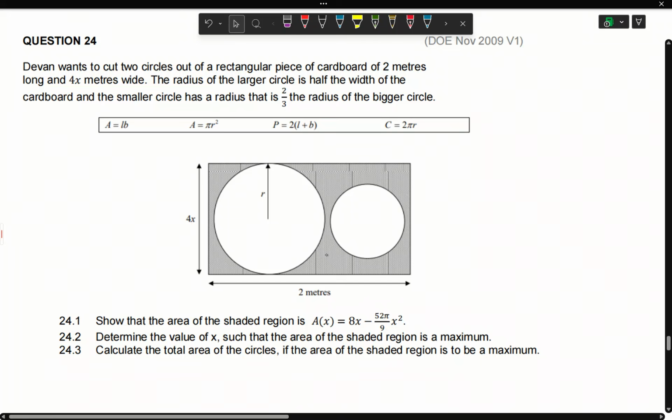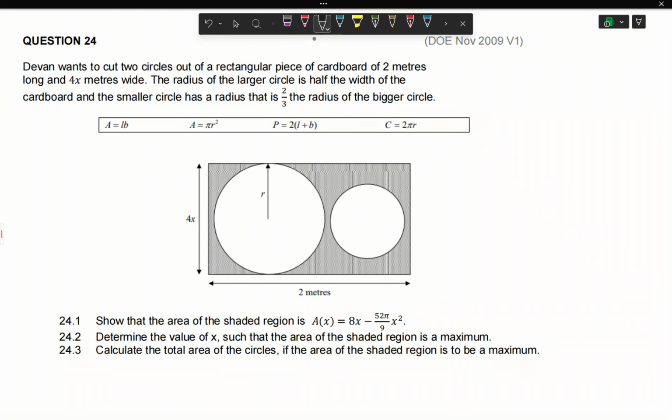So what is this now? Is this still our scope? Are we out of scope? The scope is beyond. This thing is misbehaving. Okay. Devon wants to cut 2 circles out of a rectangular piece of cardboard of 2 meters long.